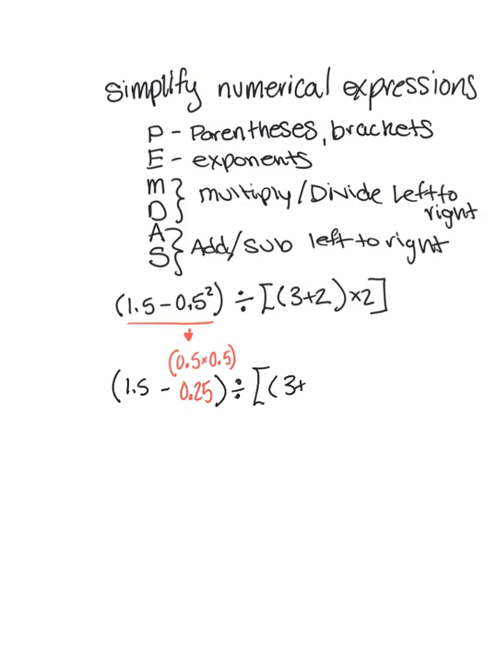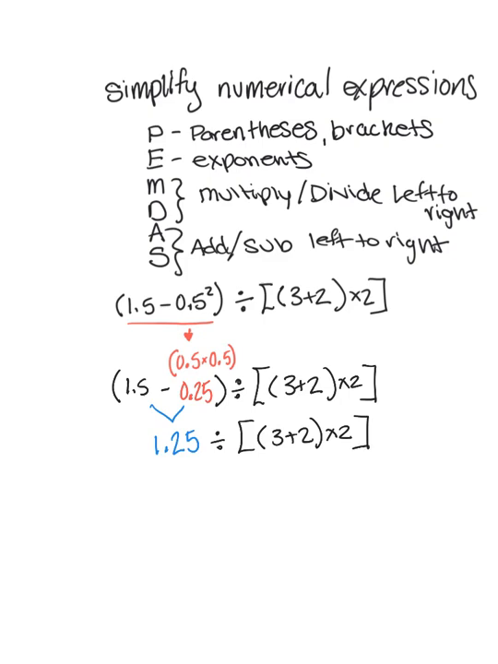And yes, there's a lot of rewriting going on each step, but it is important so we as the teacher can see where you've gone wrong if you've made a mistake, and so you keep track of what you're doing each time. So now I'm going to finish out this first parenthesis, and I'm going to take 1.5 minus 0.25, which is going to give me 1.25. Then again, I'm going to rewrite my problem.